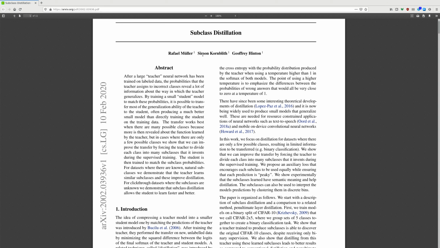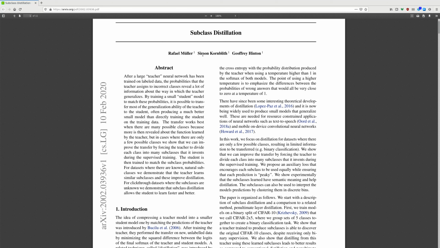Knowledge distillation is improved in this paper by forcing the teacher to split classes into subclasses and training the student on them. This paper is from 2020. It's called Subclass Distillation. It's from Müller, Kornblith, and Hinton, Geoffrey Hinton.